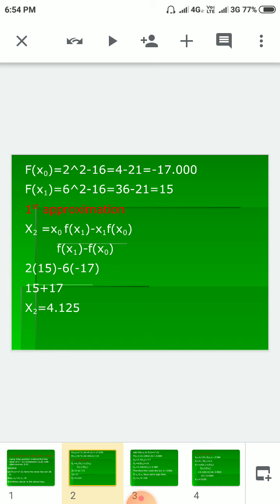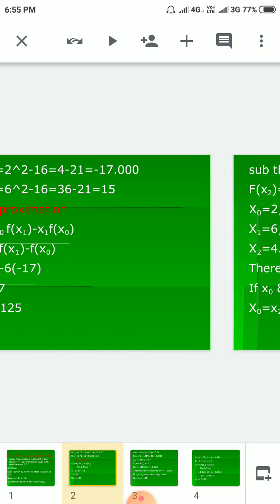In the formula, x2 is equal to x naught f of x1 minus x1 into f of x naught, divided by f of x1 minus f of x naught. Now substitute all the values in the above equation: in the place of x naught substitute 2, in the place of f of x1 substitute 15, in the place of x1 substitute 6, and in the place of f of x naught substitute minus 17, right? On substituting all these values, we get x2 is equal to 4.125.